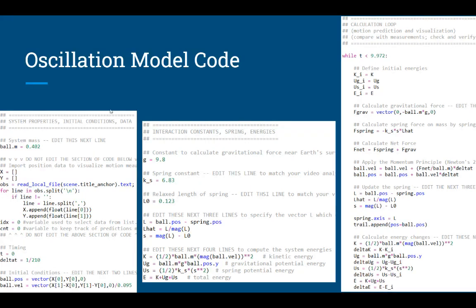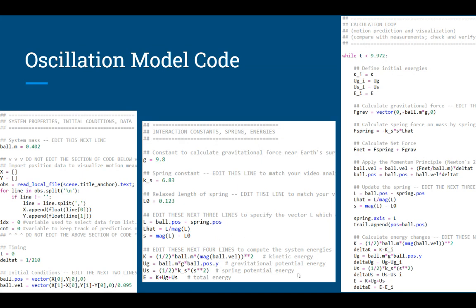So for our oscillation model code, on the far left is our initial conditions. We have the ball mass given from the video, the delta t given from the video, and then our ball.pos and ball.v are pulled directly from the CSV file. So g is 9.8. Our spring constant is 6.83, also from the video, and our L0 is 0.123, which is also from the video. We then have our L, which is equal to ball.pos minus spring.pos, our L hat, which is L over the magnitude of L, and then s, which is the magnitude of L minus L0, to set up basically all of our spring values.